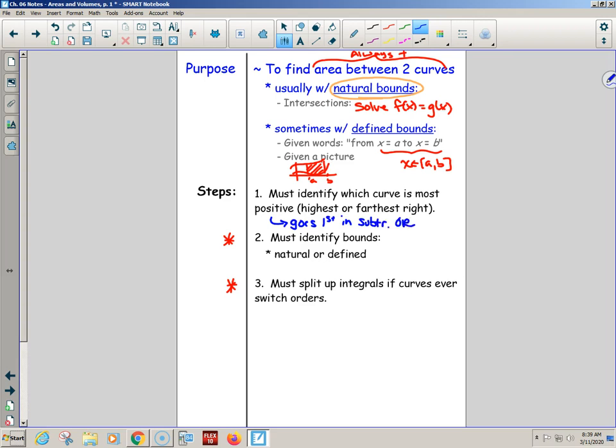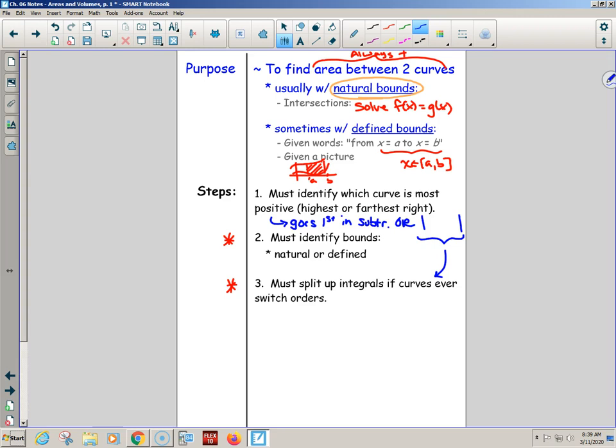Or I could just use absolute values and say, I don't really care. I could figure out who's the highest, who's the most right. I could figure out who's the most positive. Or I could just use absolute value and be like, it's all right, it'll work out. But if I use absolute value, I especially have to watch out for number 3.